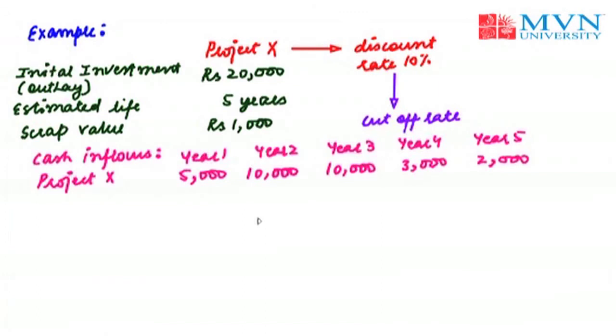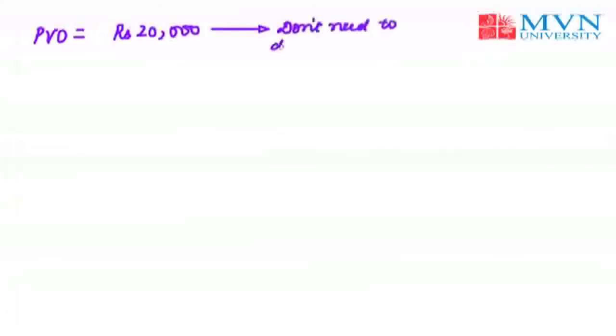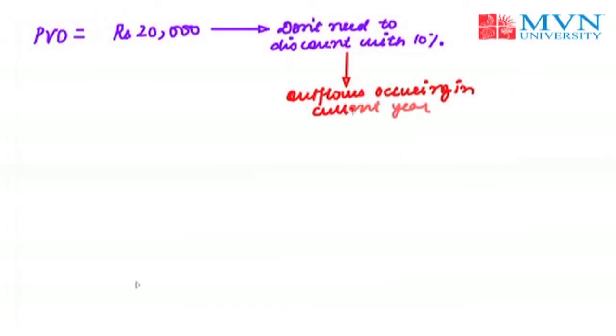Now looking at the steps of calculating the net present value method, the first step was that we need to determine an appropriate rate of interest or the discount rate. In this question, the discount rate is given to us. So according to the second step, we need to calculate the present value of outflows. Here the initial investment of project X was 20,000, which was made in the current year. Therefore the present value of outflows will remain the same, rupees 20,000. We don't need to discount it with the cut-off rate of 10% because the outflows occur in the current year. But now we need to calculate the present value of each of the inflows.